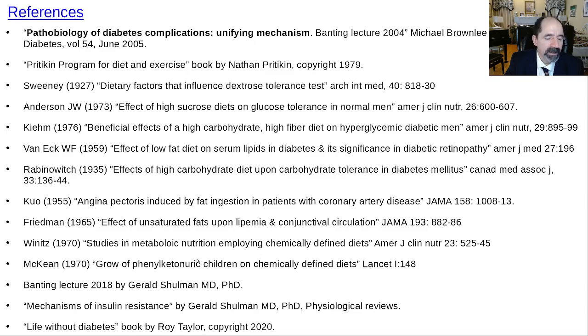A good paper by Shulman too was his Mechanisms of Insulin Resistance. A little bit long, but good detail. The guy's a genius, and he dedicated his whole life to studying diabetes, so he knows a lot. So anyways, hope that's helpful.